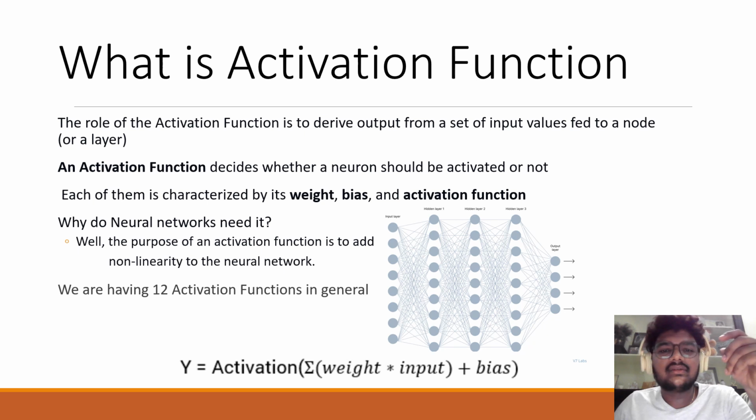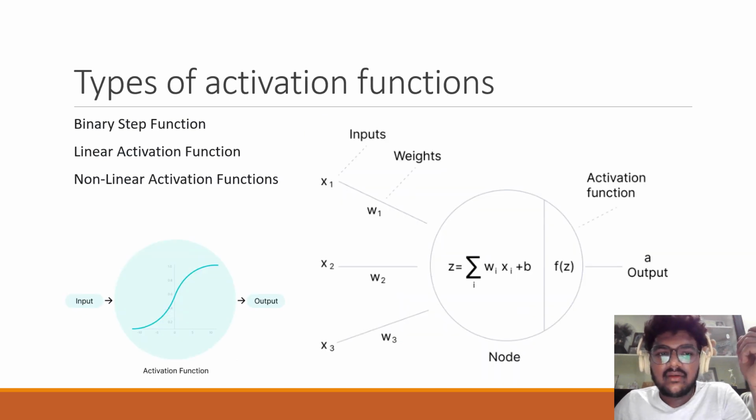Thus, this bounds the value of the net input, and the activation function is a nonlinear transformation that we do over the input before sending it to the next layer of neurons or finalizing it in the output layer. Coming to the next point, we have three types of activation functions: the binary step activation function, the linear activation function, and the non-linear activation function.